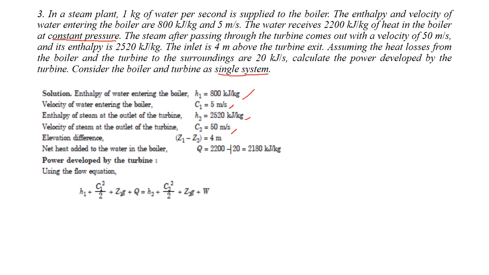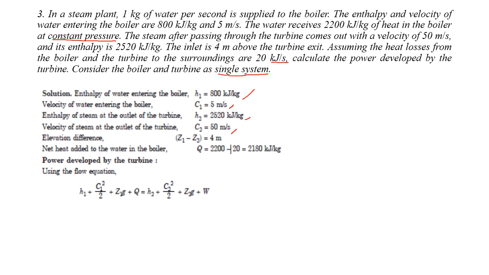So the net heat added to the water in the boiler. The total heat the boiler is adding is 2200 kilojoule per kilogram. But due to heat losses, 20 kilojoule per second is rejected to the surroundings. It is given as 20 kilojoule per second, right? So you should convert it into kilojoule per kilogram.